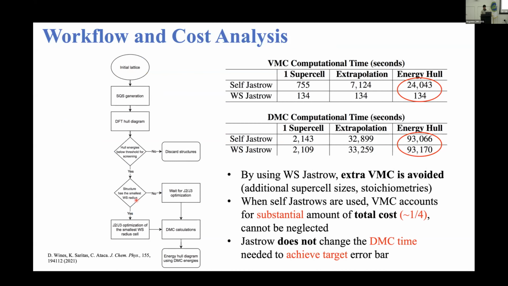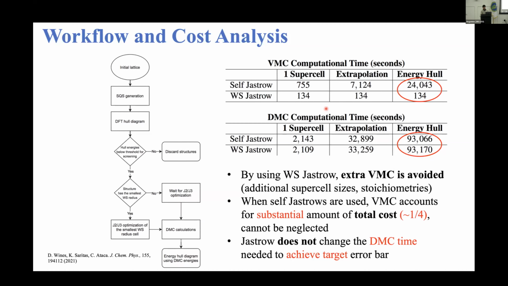So here's how the workflow is set up, where we have an initial lattice. We randomly create different structures with the SQS method and get the DFT hull diagram. We find structures that we like to study further, find the structure that has the smallest Wigner-Seitz radius, optimize those Jastrows, reuse those Jastrows, and then perform DMC to get those formation energies.